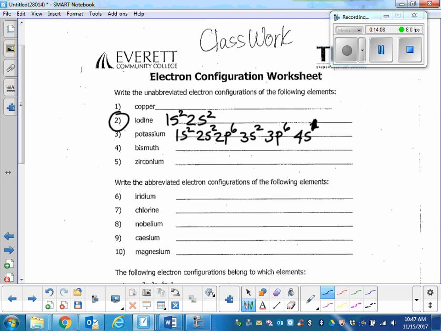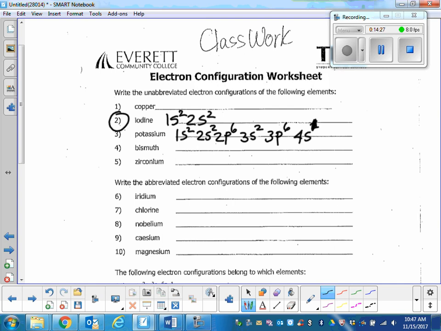Alright. Guys, I'm going to skip bismuth. I'm going to go to zirconium. I'll come to bismuth in a minute. I just need you to follow along. How many of you are still confused with writing electron configurations?